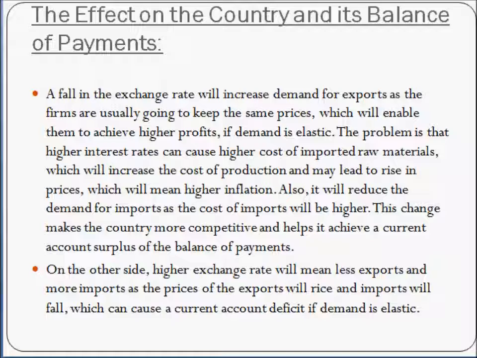On the other side, a higher exchange rate will mean fewer exports and more imports, as the prices of the exports will rise and imports will fall, which can cause a current account deficit if demand is elastic.